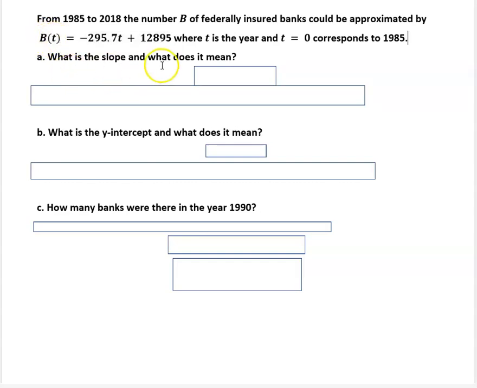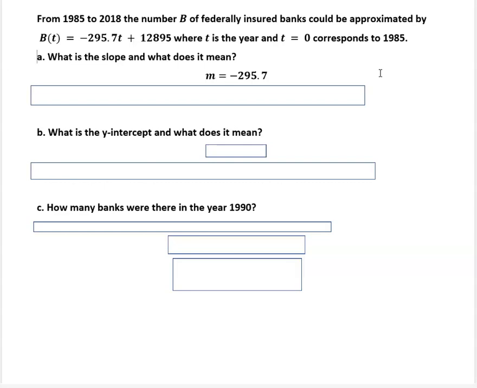Okay, what is the slope and what does it mean? The slope of a line is always right here next to that, it's the coefficient of the variable here. So our slope is negative 295.7. Notice that I did not include the T. The T is not the slope. The slope is the coefficient. And we use M as abbreviation for slope.